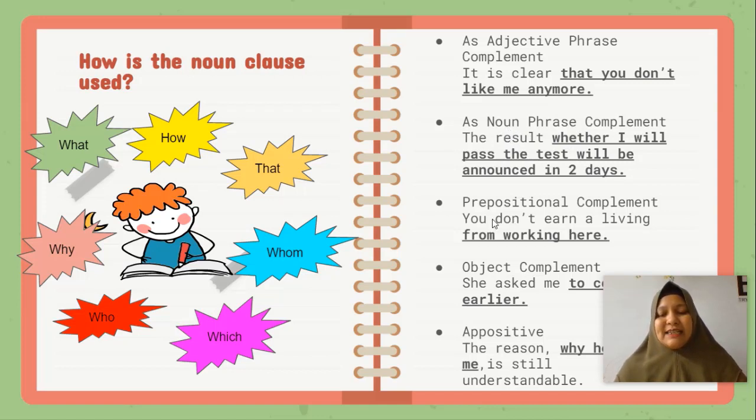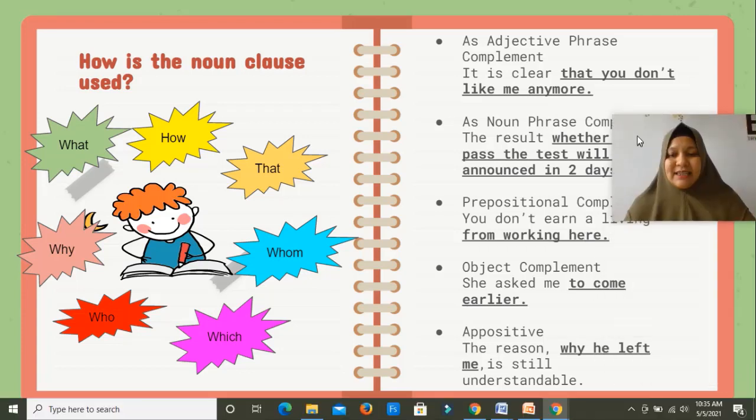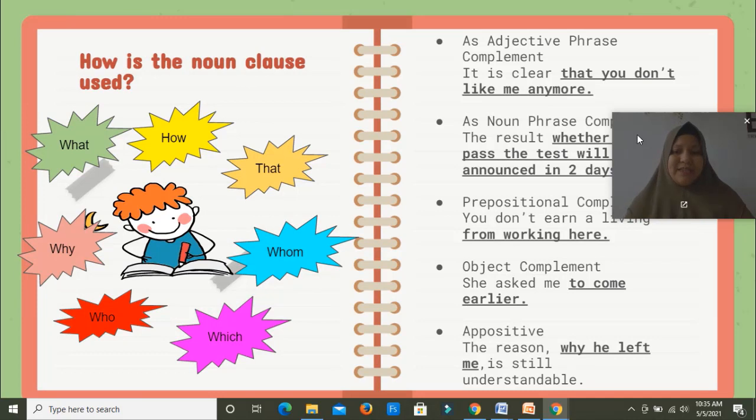The next is as prepositional complement. For example, you don't earn a living from working here. Okay? The noun clause is from working here as the prepositional complement for the main clause you don't earn a living.